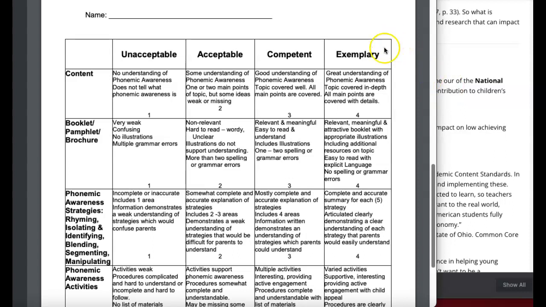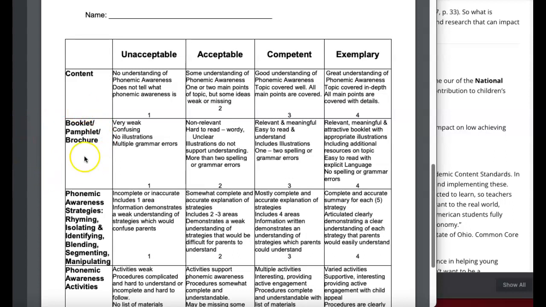I'm only going to look at the exemplary column. For content, do you show a great understanding of phonemic awareness? Is the topic covered in depth? Are all the main points covered with details?